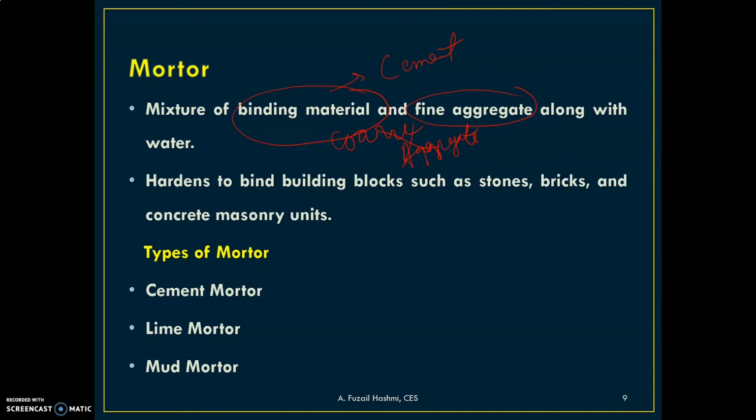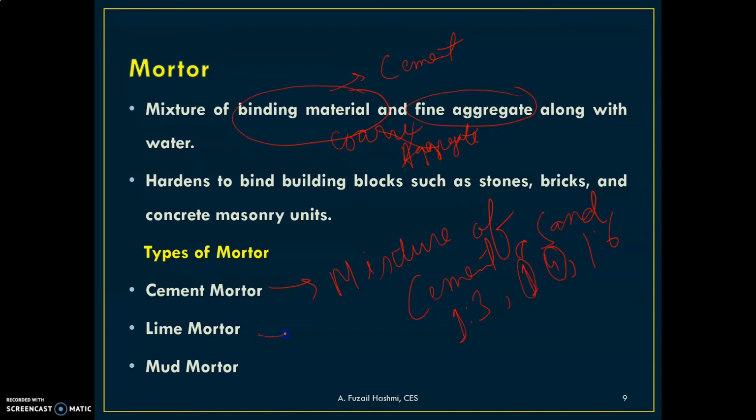Cement mortar is a mixture of cement and sand in various proportions. Either they are in the ratio of 1:3, 1:4, 1:6. It means that 1:3 is one part of the cement and three parts of the sand. Here 1:4 means one part of the cement and four parts of the fine aggregate, that is sand. So in the cement mortar, there is a mixture of cement and sand in various proportions, like 1:3, 1:4 and 1:6, 1:7, 1:8.